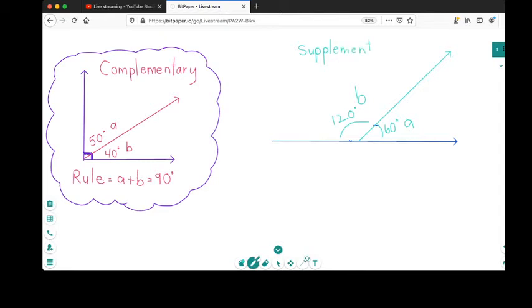and I highly recommend writing these terms down, because it will help you memorize things. By writing things down, you're increasing the chance that you will memorize it. But the rule here is that these two angles add up to 180 degrees.